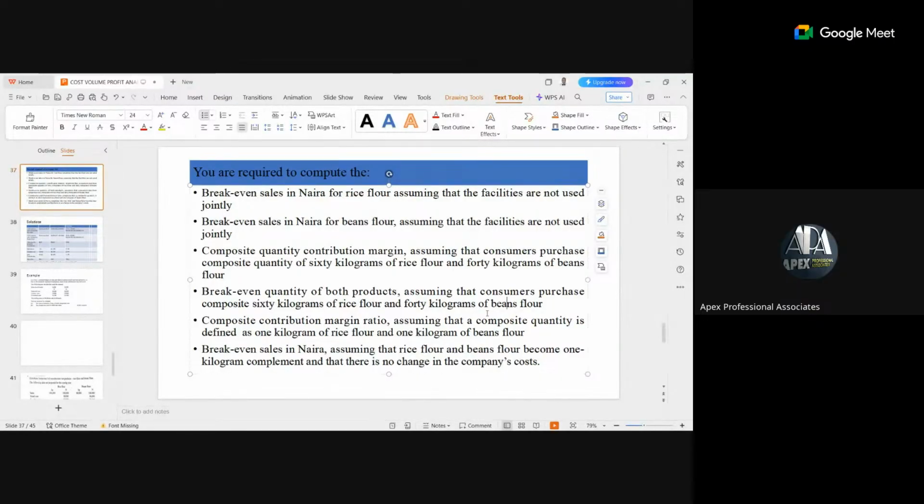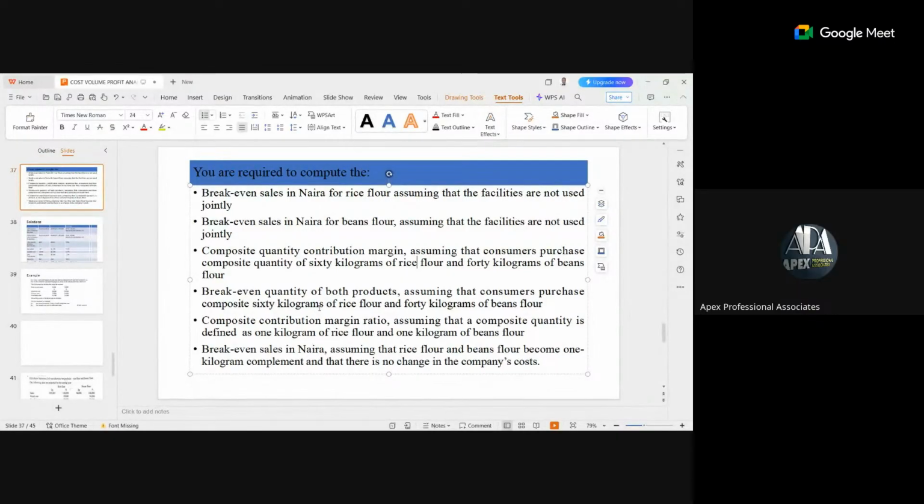The assumption is still based on what we've done in C. But now, what will happen? Each has its individual fixed cost. So what will be the concept now? What will happen to fixed cost? You add both fixed costs together.